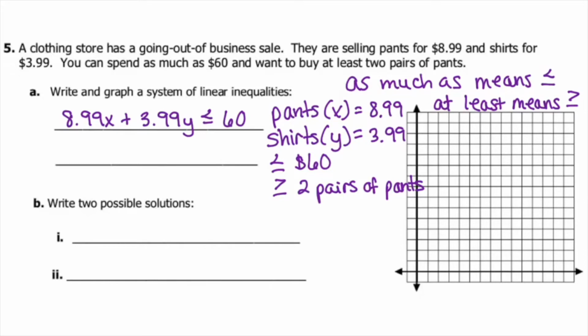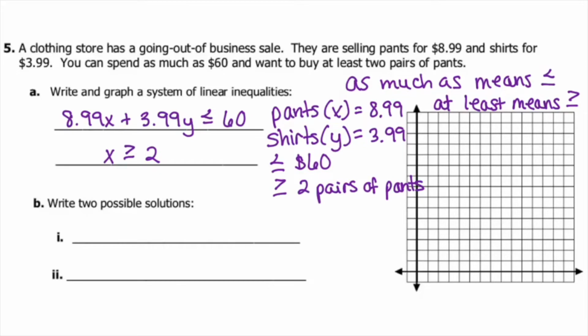So this is where it gets a little confusing because we haven't done one like this before. So if you think about it, at least 2 pairs of pants, that means every y value you have to have at least 2 pairs of x for the pants. So that means you can't have any 1, 0 for your pants. So that means you have to start at x and make it greater than or equal to 2. So it's just a straight up and down line through the x at 2.